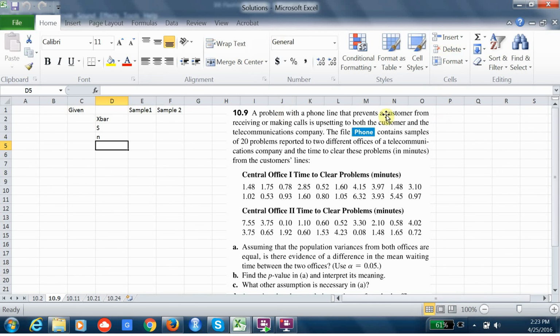And it turns out this word samples is really important. This tells us that there's more than one sample of 20 problems. That's important to know because this goes to the question of whether we're looking at a paired t-test or an unpaired t-test. That is, are the populations independent or not? So we know in this case that these 2 populations are going to be independent.